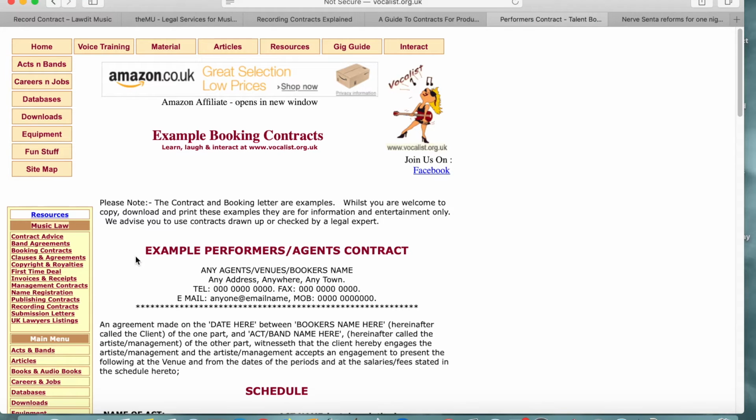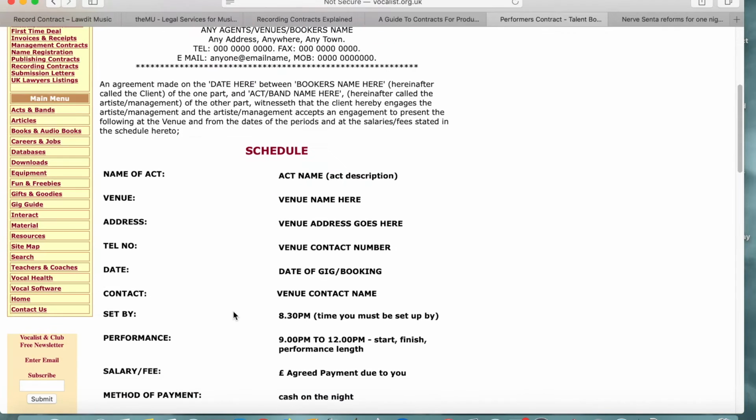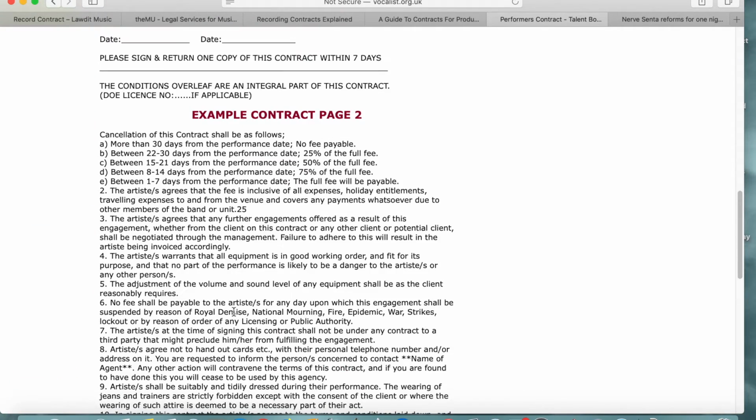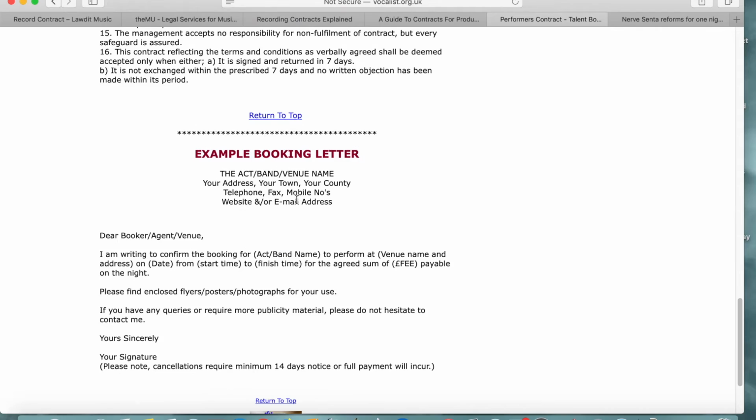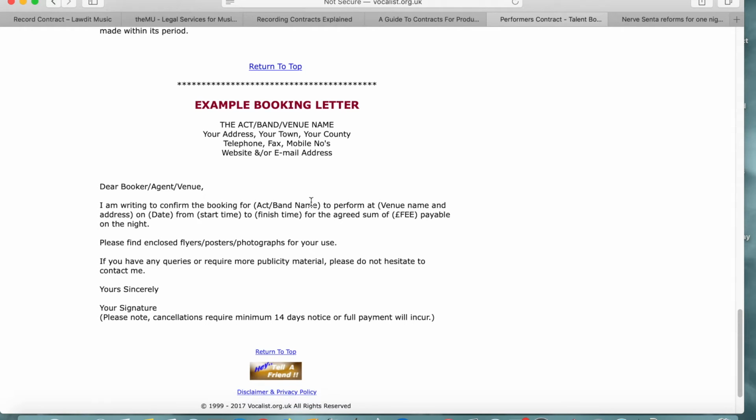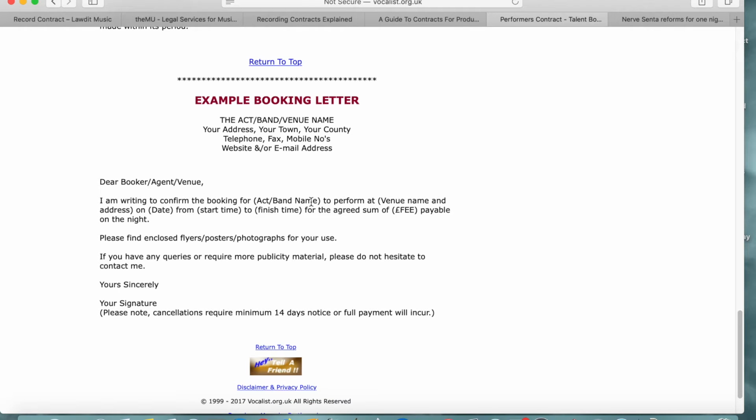So there's an example here of the type of thing that you would see on these contracts. It'll tell you how much you're going to get paid, and there's a couple of examples, and there's also an example of a booking letter that you may see. So that's quite useful if you've never come across one of those sort of contracts.